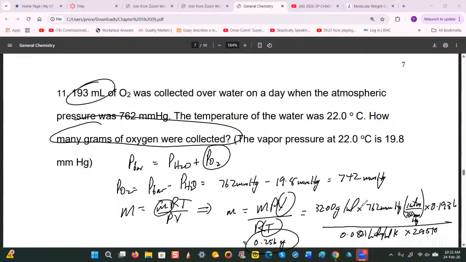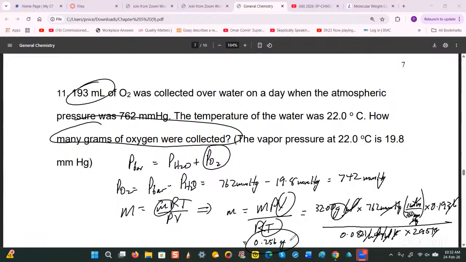And we get grams as the final unit because the moles will cancel out here and here. The Kelvin cancel out here and here. The liters cancel out here and here. Atmospheres cancel out here and here. Millimeters mercury cancel out here and here. So the only unit remaining would be the gram unit. So that's the answer, 0.256 grams.